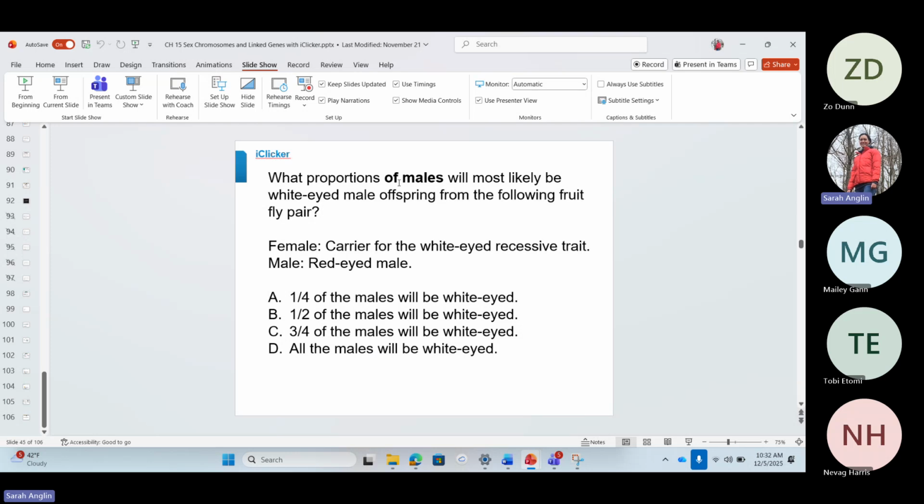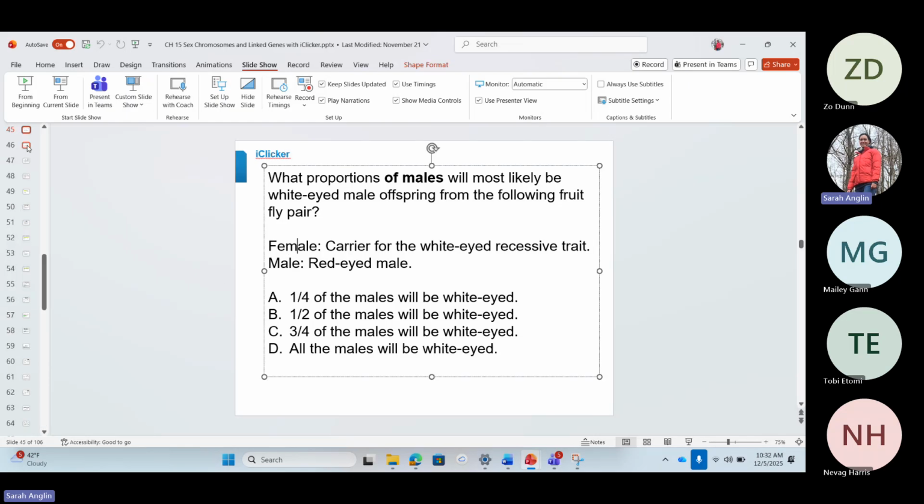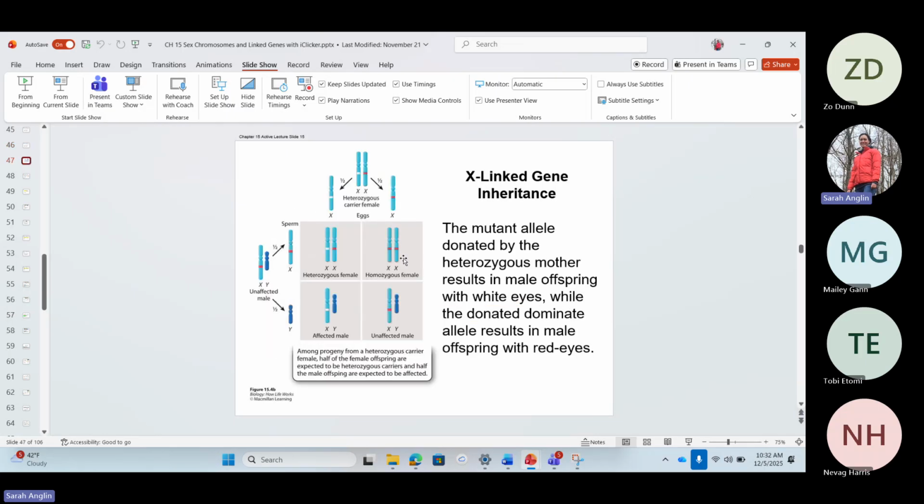All right, so I'll give you a moment. Hopefully everyone filled in their whole entire Punnett square and they are able to see the answer, and we'll flip over to that. All right, so the answer is half the males will be white-eyed, and this is why.